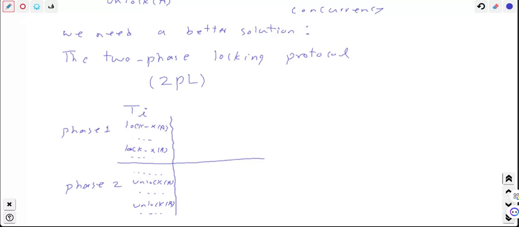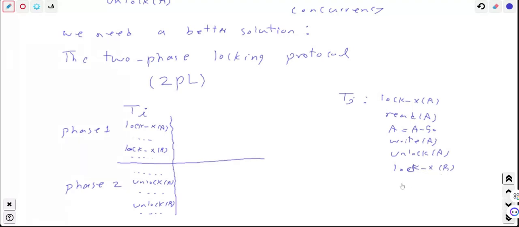We can draw a horizontal line that divides the transaction into two parts. In the first part, we just get locks. In the second part, we just release the locks, and we do not get locks. So if we have a transaction TJ, for example, it takes lock A, reads A, modifies A, writes A, unlocks A, then locks X B and something else.